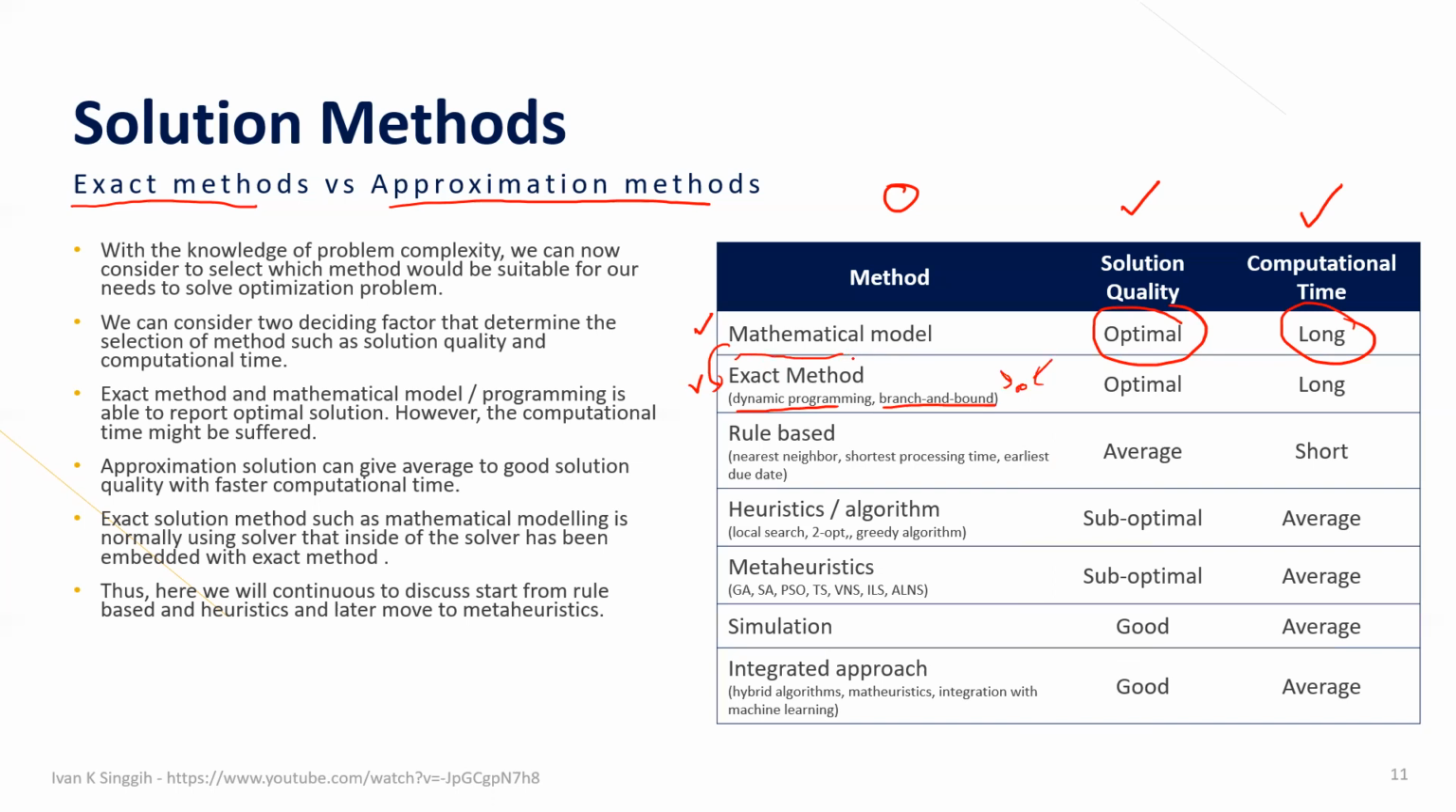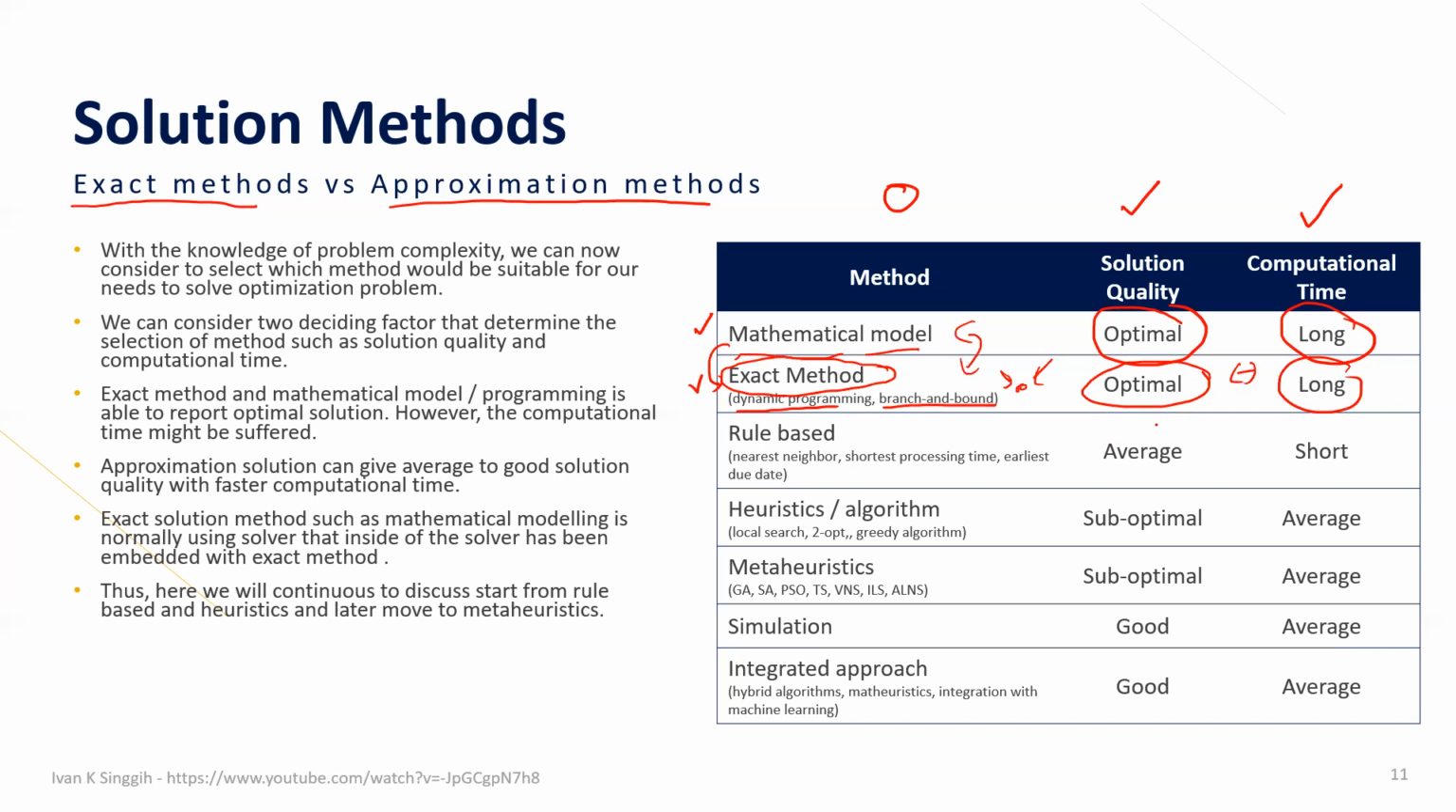For example, last time we had AMPL, the mathematical programming language. And then AMPL can call several solvers, for example Gurobi, Simplex, Minos and so on, and many more. Those solvers normally have exact methods embedded inside their implementation. Okay, because these two are a pair, they actually have the same characteristics: they try to find the best or optimal solution, but with the trade-off of long computational time.